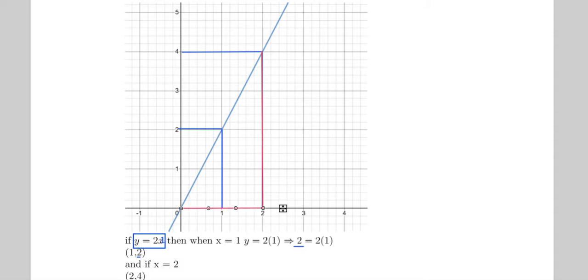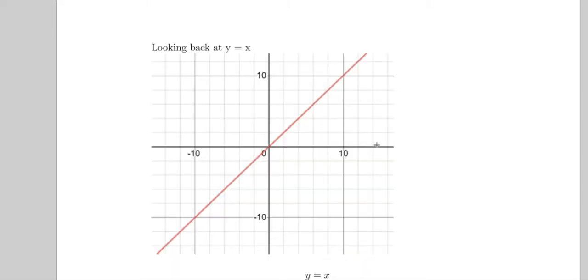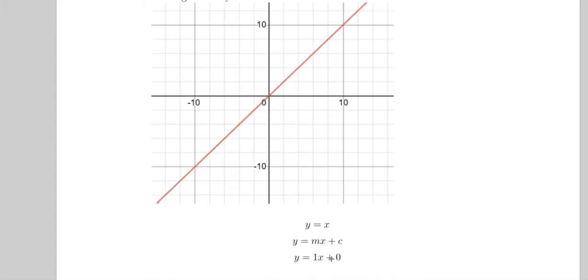So we need to consider it as a fraction. This could be 150 over 75, or 2,000 over 1,000. It does not per se need to just be 2 and 1. And this is why this way of looking at it might be advantageous. You can see here, I'm looking at y equals x again. We know the gradient is 1.